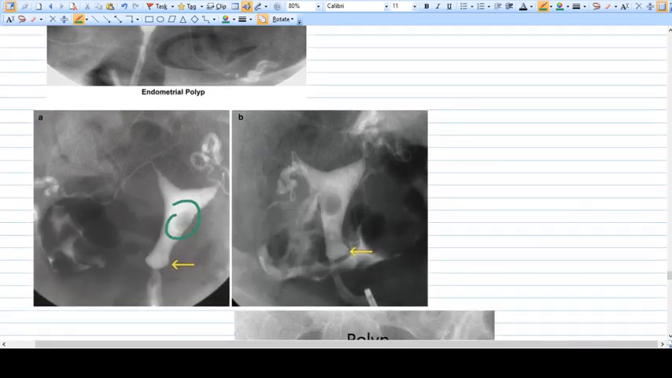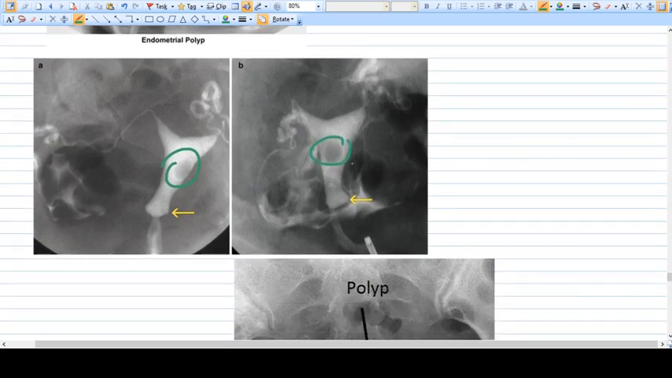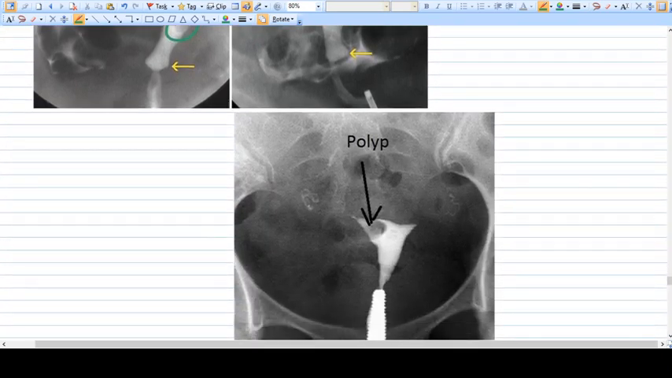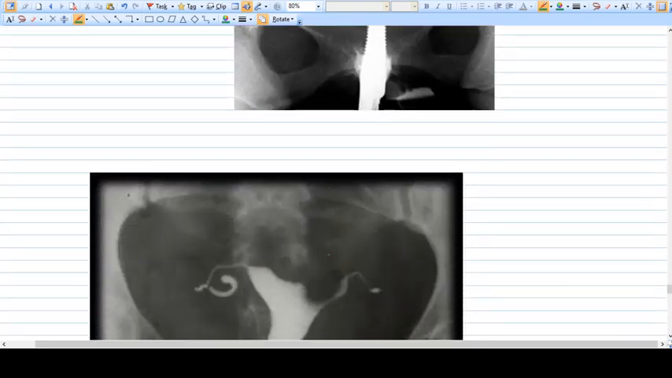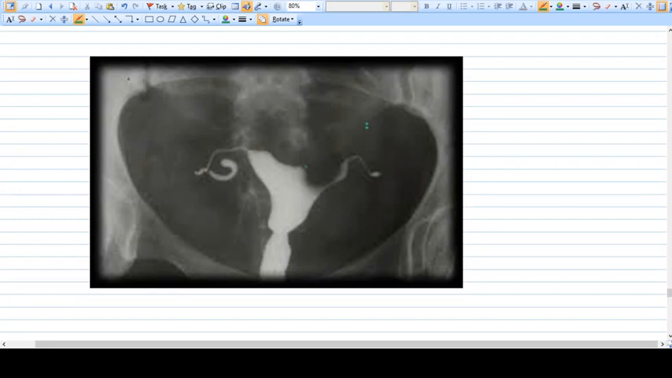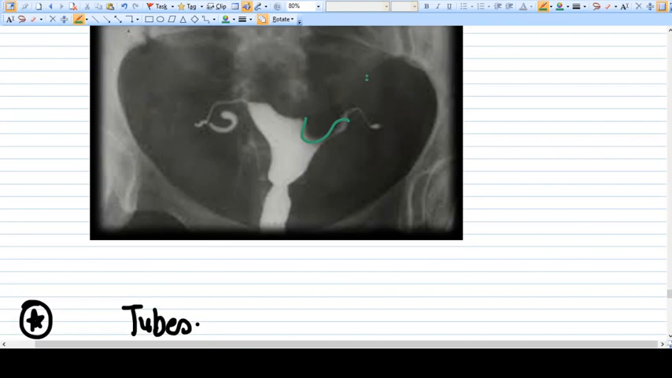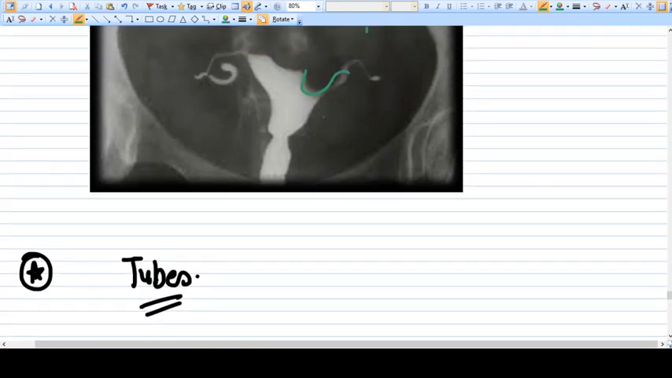Here also the filling defect is seen. It can be a fibroid, it can be a polyp. This is a polyp. Here again a filling defect is there. Here you can see, here is a fibroid. This should basically be a fibroid because it originates from this particular wall, the fundal wall. Submucosal fibroid it can be.